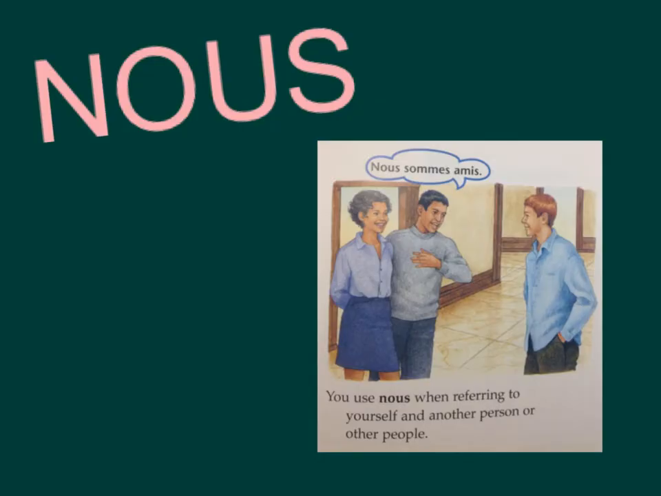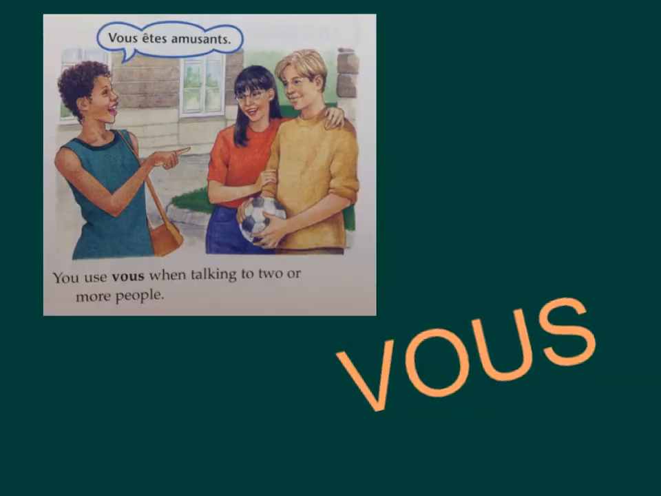Okay, here is our next subject pronoun. We have nous. Nous you use to refer to yourself and another person or other people. So it means we. Nous sommes amis. We are friends. Nous sommes amis.